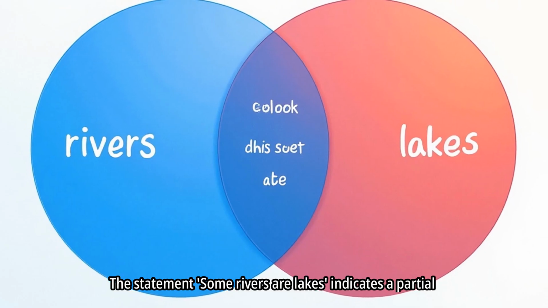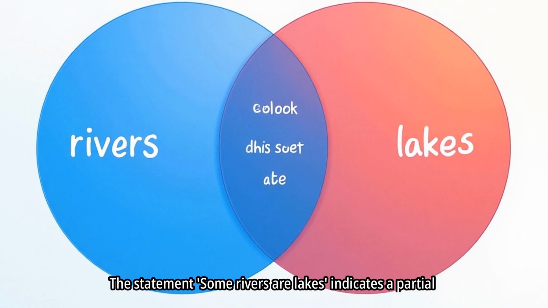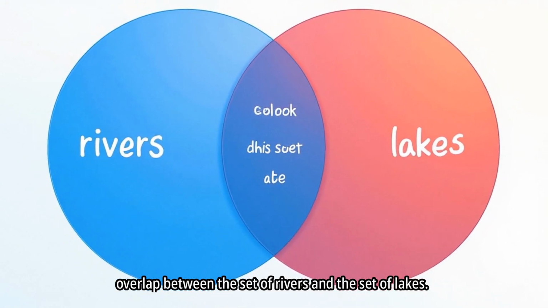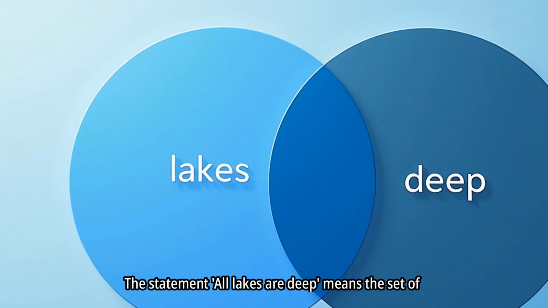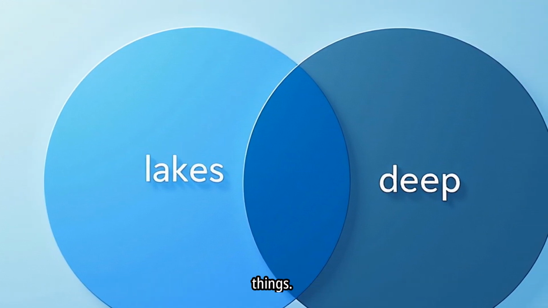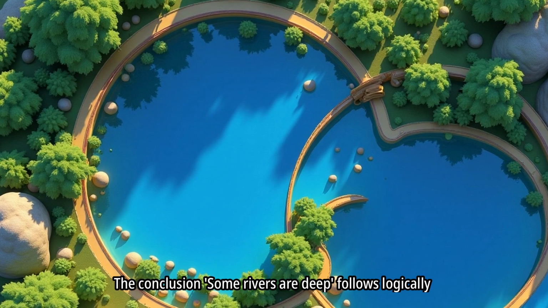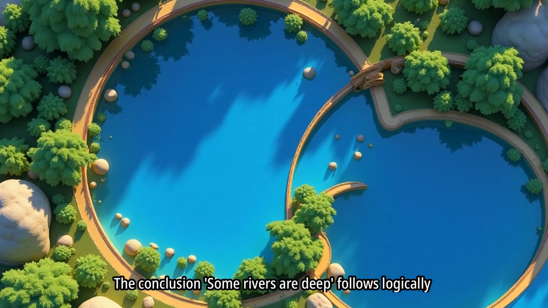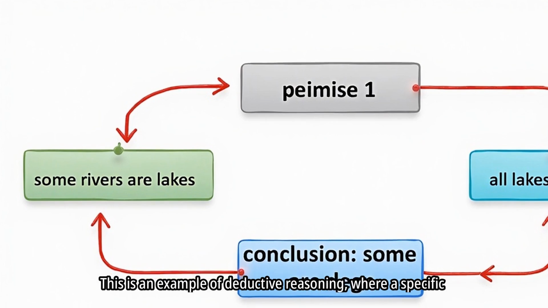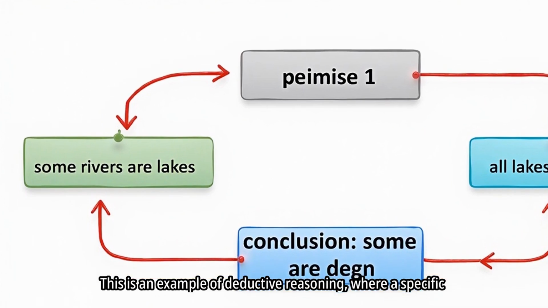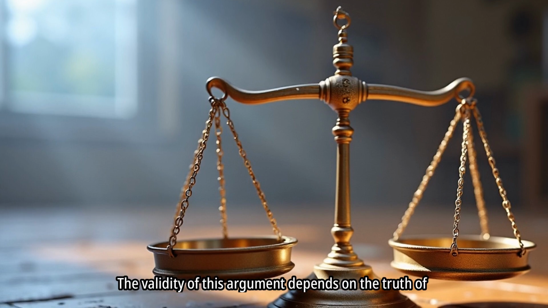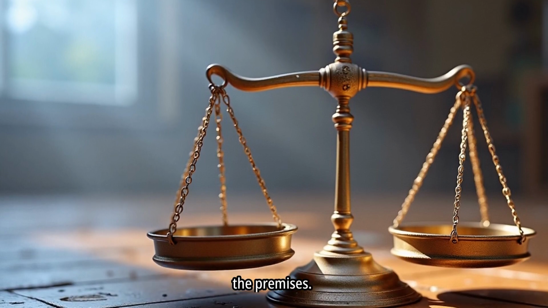The statement, some rivers are lakes, indicates a partial overlap between the set of rivers and the set of lakes. The statement, all lakes are deep, means the set of lakes is entirely contained within the set of deep things. The conclusion, some rivers are deep, follows logically from the two premises. This is an example of deductive reasoning, where a specific conclusion is derived from general statements. The validity of this argument depends on the truth of the premises.